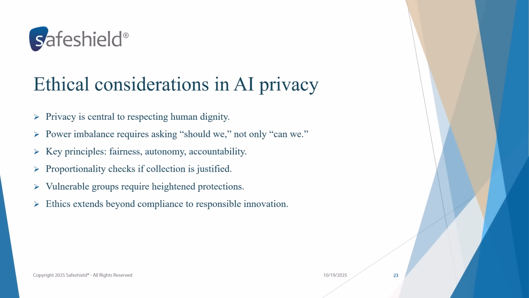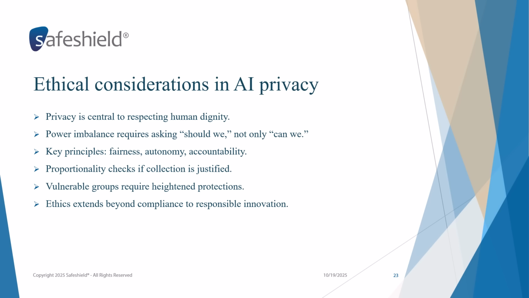Privacy in AI is not only a matter of legal compliance, but also of ethical responsibility. AI systems often touch the most personal aspects of people's lives: health, employment, education, and social interactions. As such, respecting privacy is integral to respecting human dignity. Ethical considerations begin with recognizing the power imbalance between individuals and organizations.